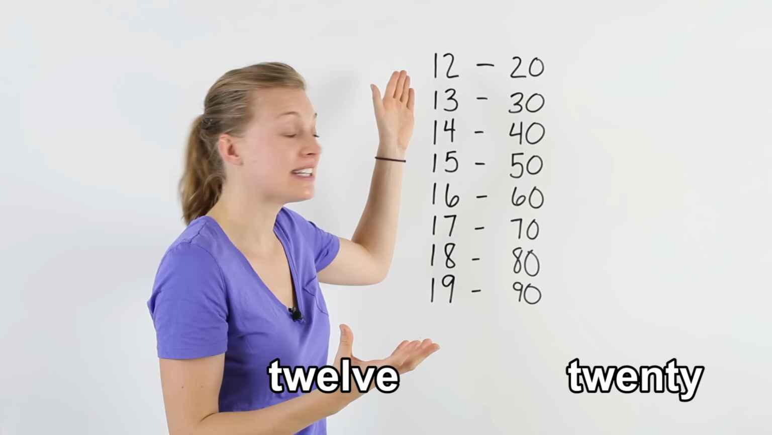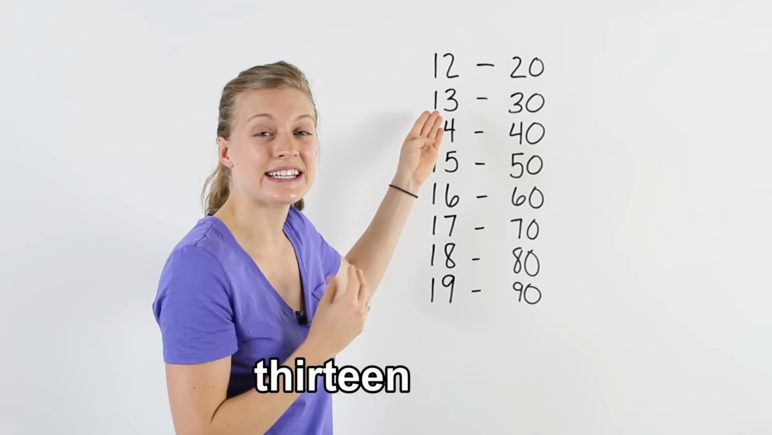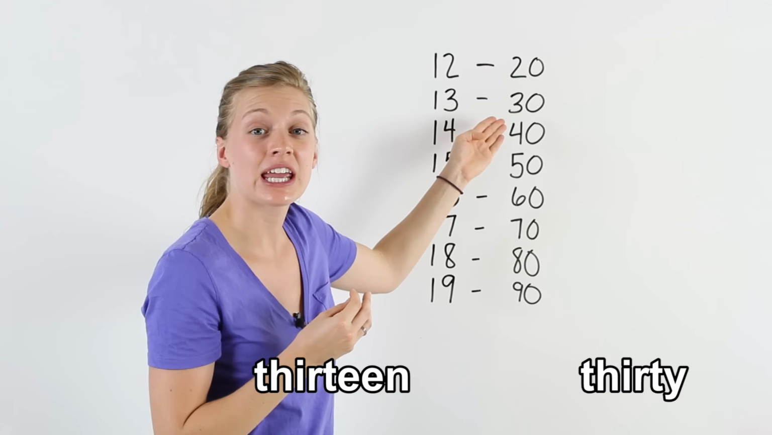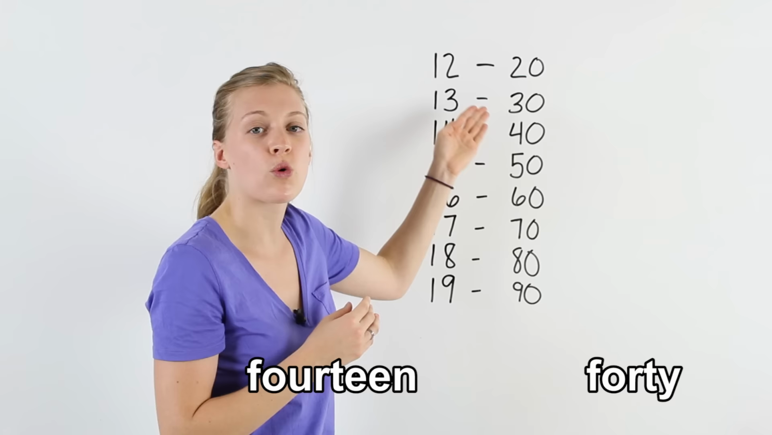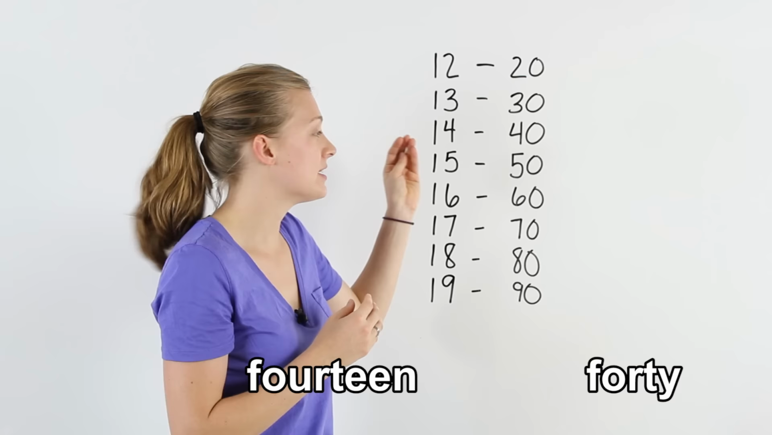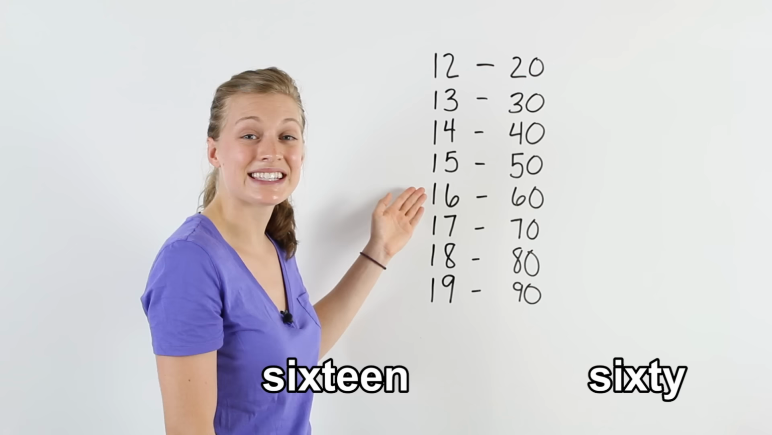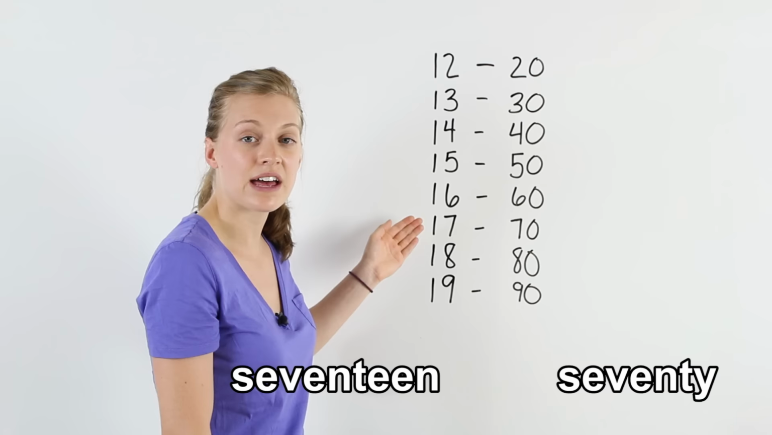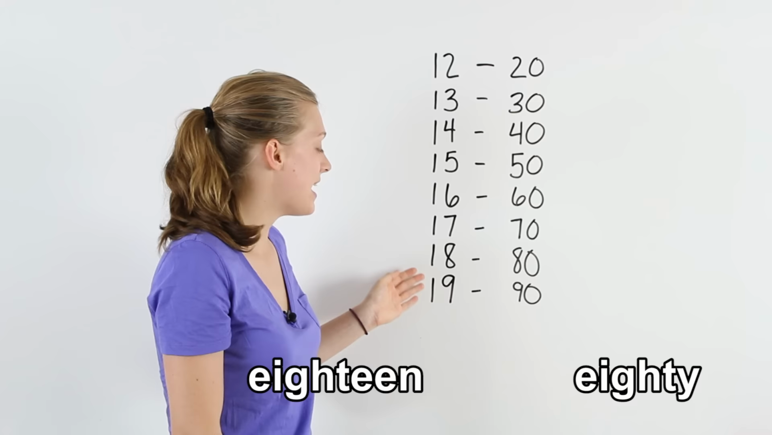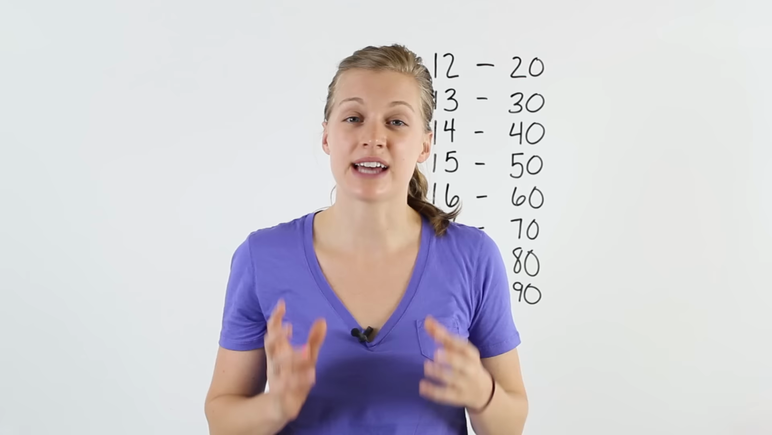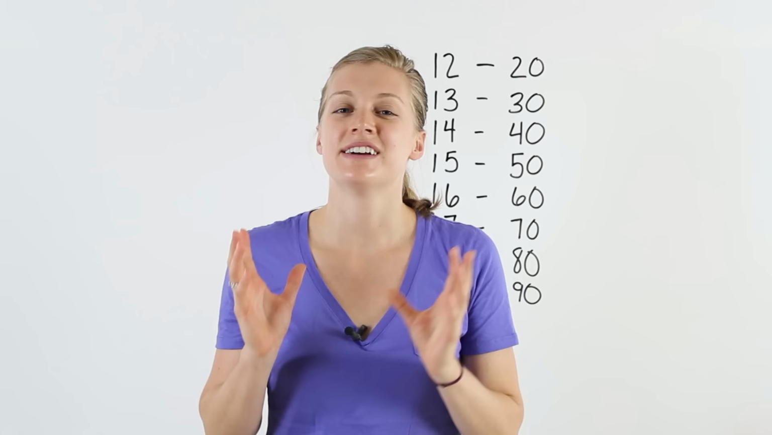If you notice my mouth, 13. I spread out my mouth wide, 13. And with 30, it's 30. It's a shorter sound. So we have 14 and 40. Here we have 15, 50. Here's 16 and 60. 17 and 70. 18 and 80. And 19 and 90. Now, sometimes it's hard to separate these sounds, but if you're going to be using the numbers 15 and 50, you can see how big of a difference there is.